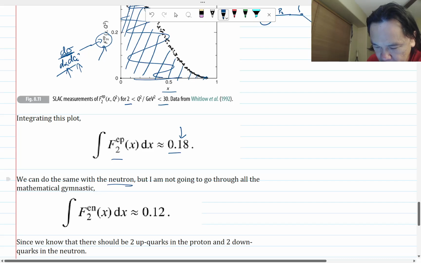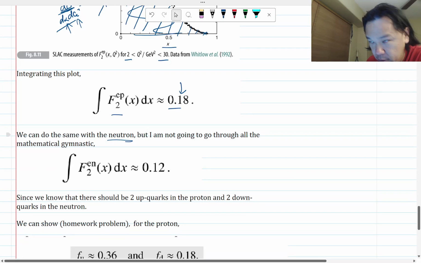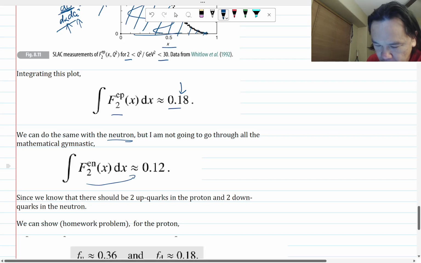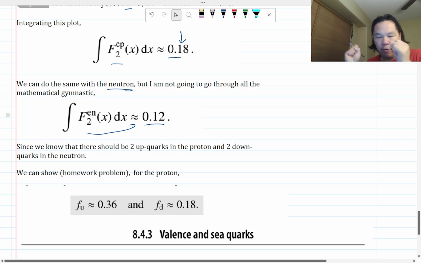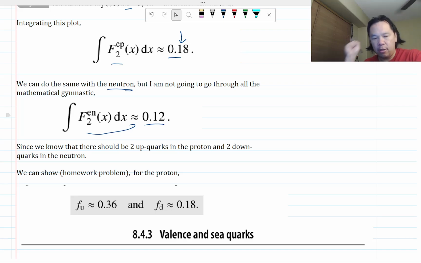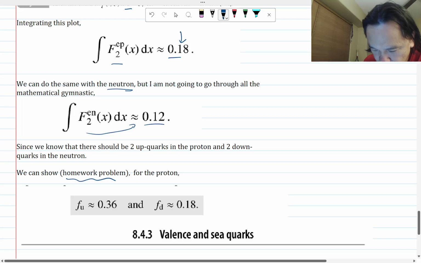We're going to do the same gymnastics with the neutron. The book goes through all the algebra, but you do the same thing when you do this integral with the neutron, and you get a different number, 0.12. The reason for this different number is because protons and neutrons have different amounts of up and down quarks in them. The reason this fraction is smaller for the neutron is that the fact that you have two down quarks instead of two up quarks means you have less electric charge inside. And I think I'm going to try to write a homework problem on this.